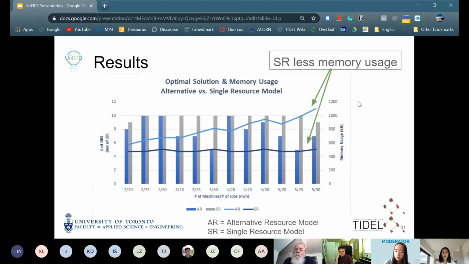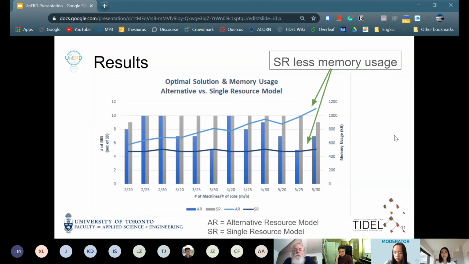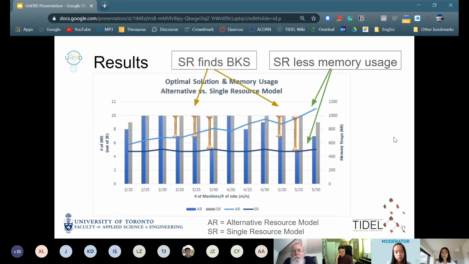We observed that as the problem size gets bigger, AR, which is the alternative resource model, requires more memory, whereas SR's memory usage stays pretty much the same. We also see that SR is able to find a better solution, or the best known solution, more often than AR within the time limit.